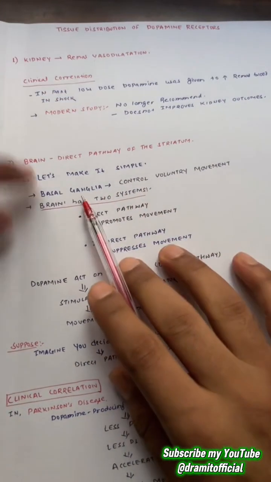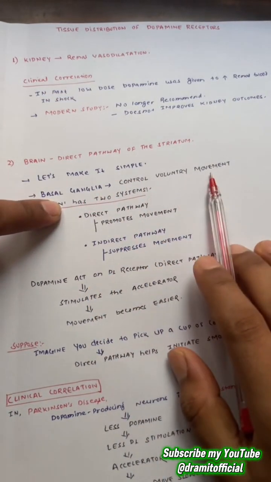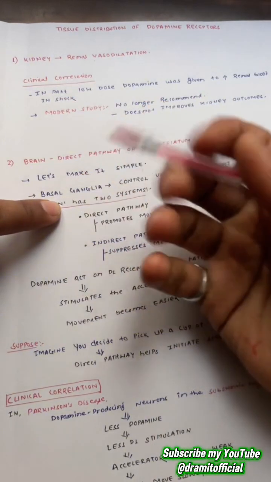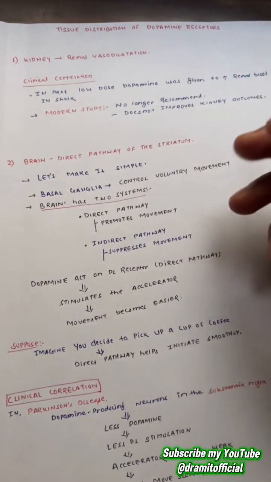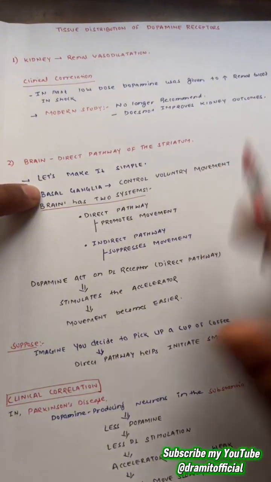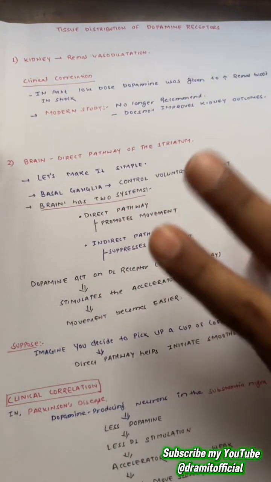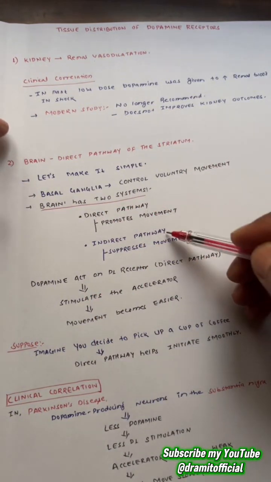Okay, so the basal ganglia in our brain control voluntary movement. Suppose we need to raise our hand or raise our leg, those voluntary movements are controlled over here. Our brain actually consists of two systems. One is the direct pathway and one is the indirect pathway.